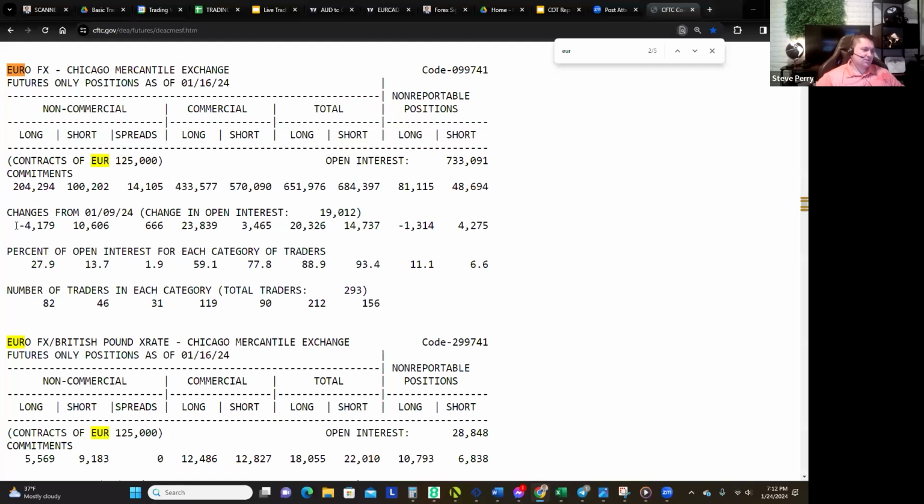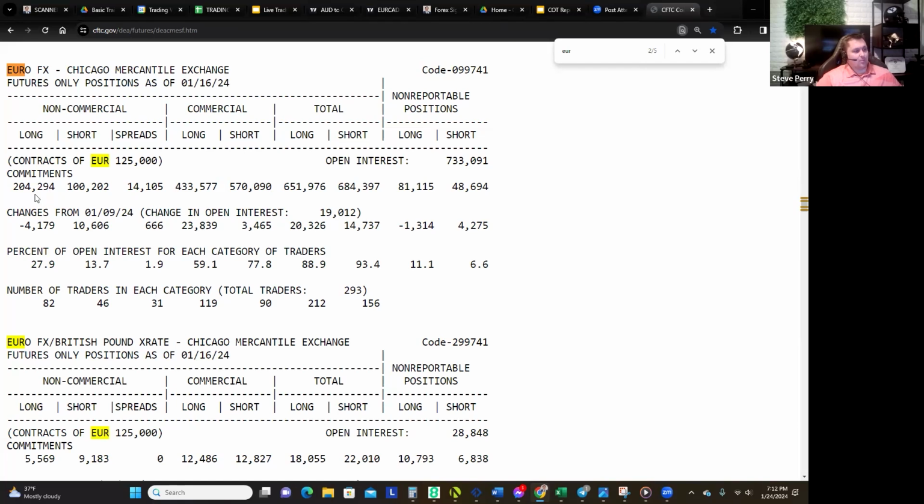I also like to look at the percent change from the previous week, which is also important to look at. But like I said, I like to look at these two numbers on each one, the long and short for each participant. Now, why is this important? Because these are their current holdings.